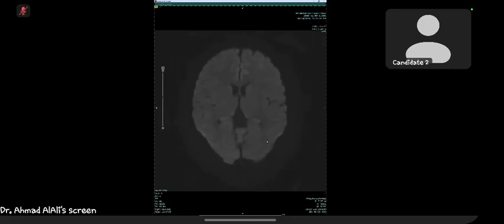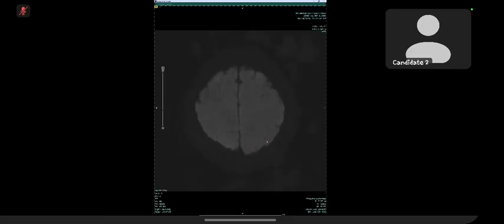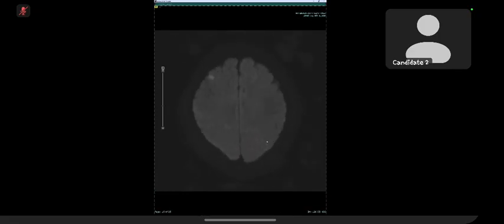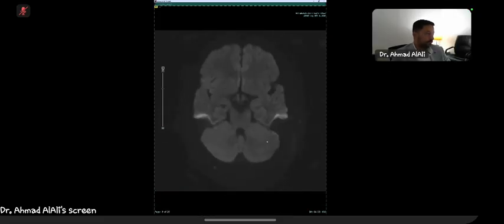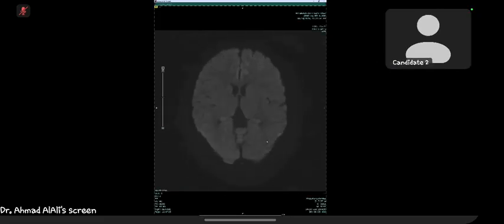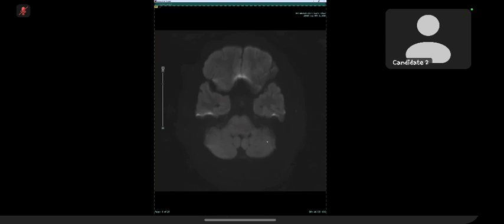And on the diffusion weighted images, I will check the area of abnormality. Yes, this area shows restricted diffusion. So I would like to see the corresponding ADC value. If it is low on ADC, then it is an acute ischemic change. Yeah, ADC is low. Okay, these are acute ischemic changes involving the territory of the right MCA.